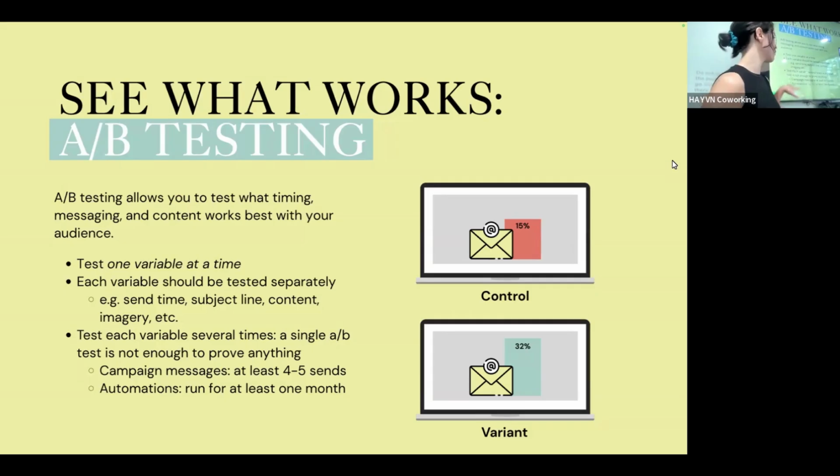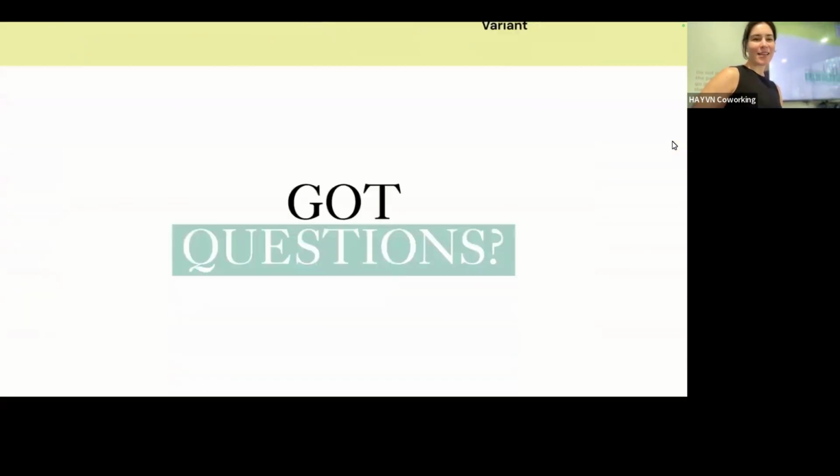And then for automations, I would run the automation for at least 1 month. And that's really easy because once you set that A/B test up, that'll just run automatically, and something like HubSpot will automatically pick a winner for you. So that's just a little graphic there, control versus variant. And that is A/B testing.